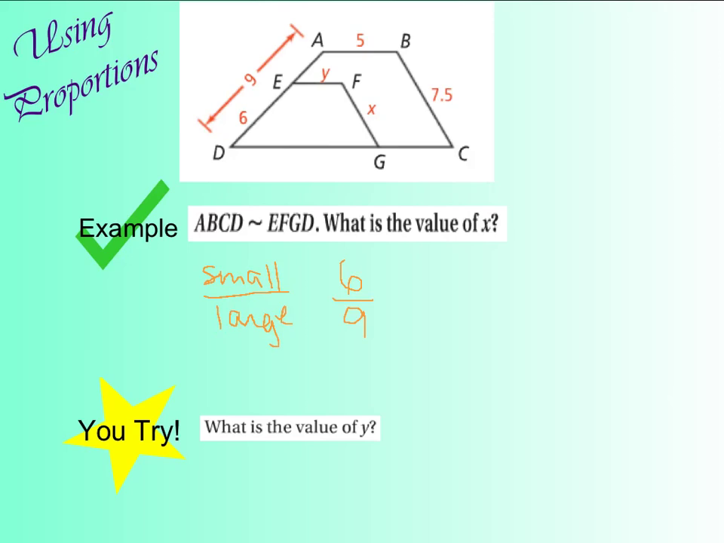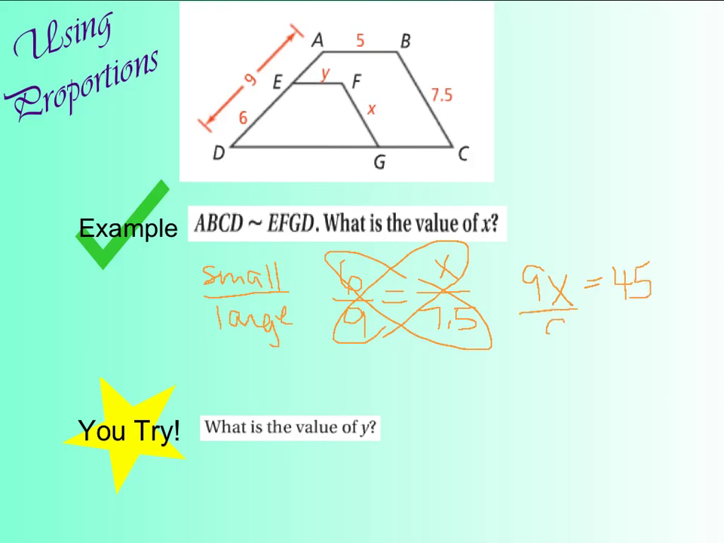So then when I look for my x, I see it right here. It corresponds to this 7.5. So I'm going to set this equal to x over 7.5. And then I'm going to go ahead and cross multiply. We learned last section that that's how you solve a proportion. This gives me 9x equals 45. And if I divide by my 9, I end up with x equals 5.